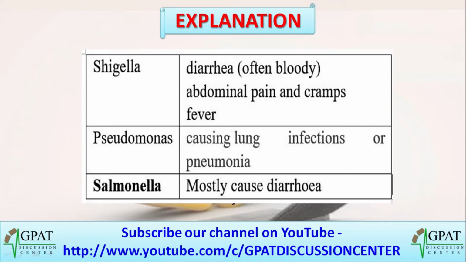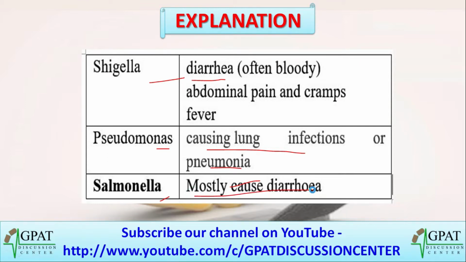Shigella is the causative organism of dysentery, with abdominal pain, cramps and fever, whereas Pseudomonas causes lung infection or pneumonia, and in Salmonella, diarrhea most commonly occurs.